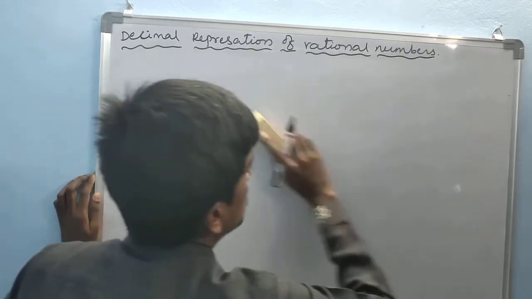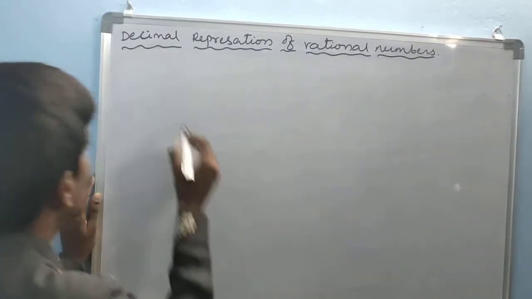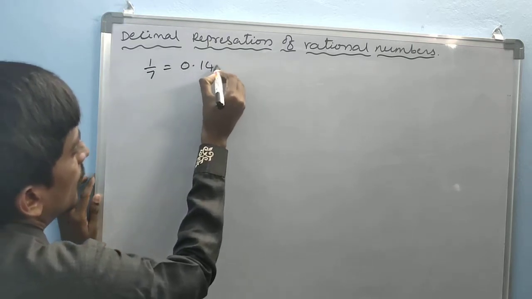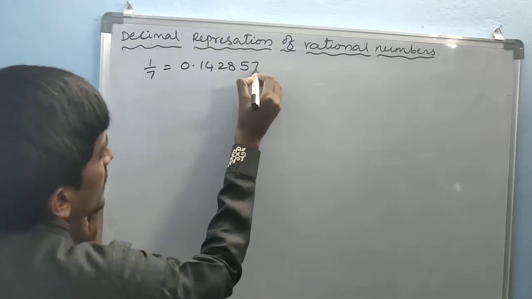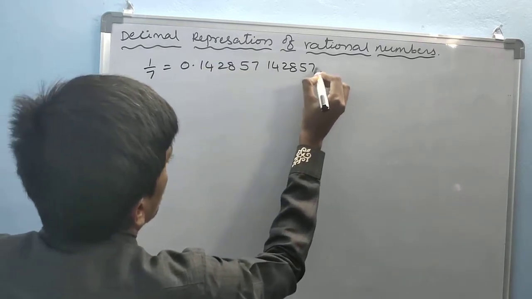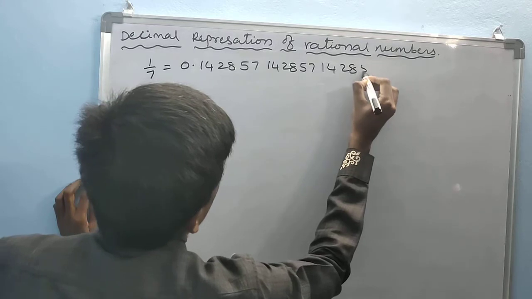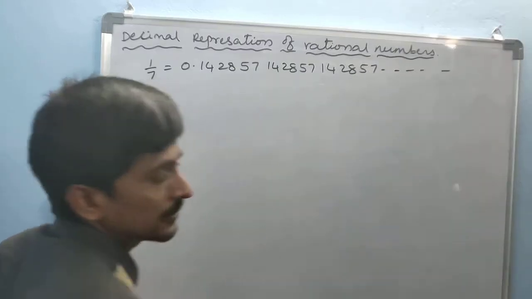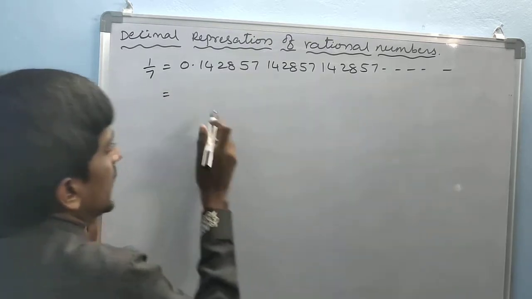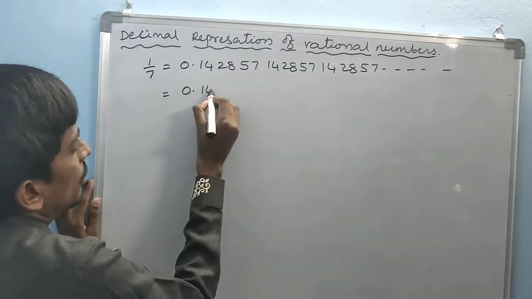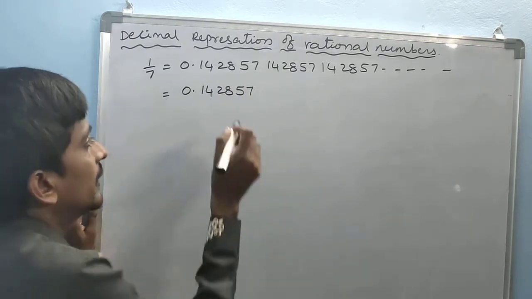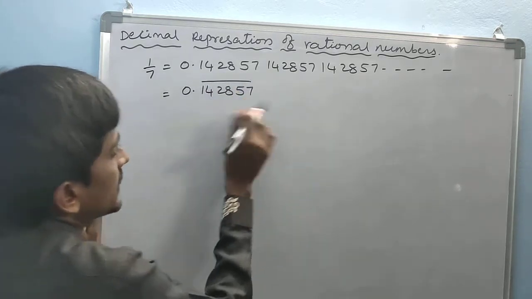Here observe that 1 by 7 equals to 0.142857, 142857, 142857 and so on. So this can be simply written as 0.142857. Which number is repeating? You will take one bar on the 6 digits.